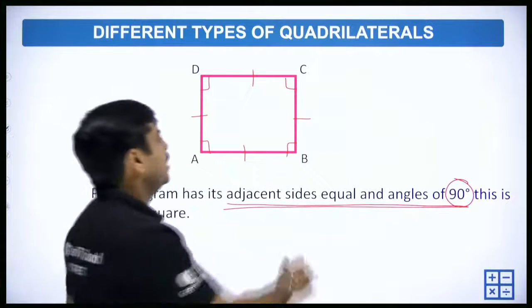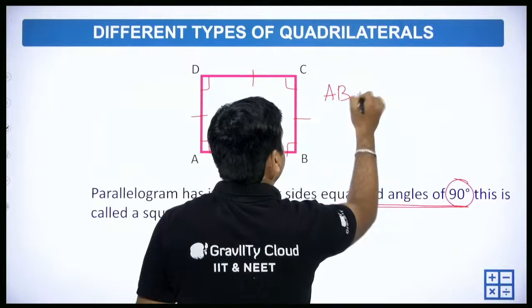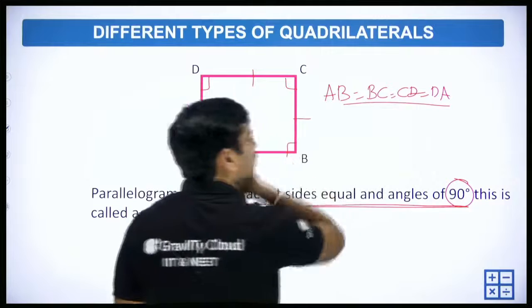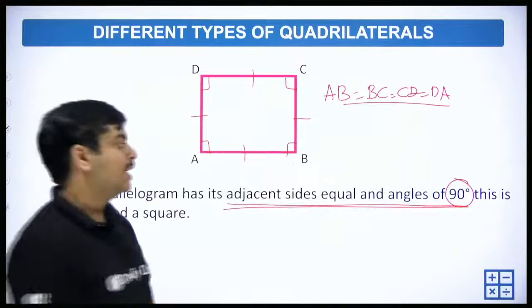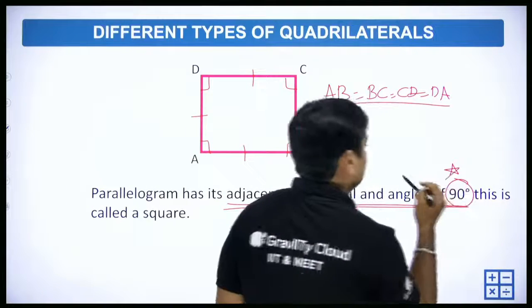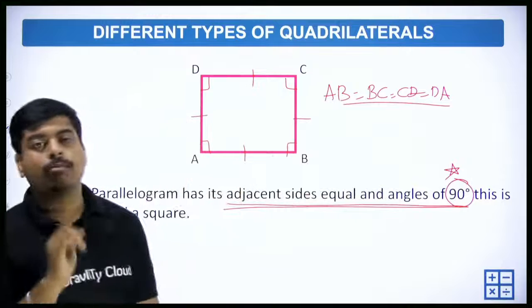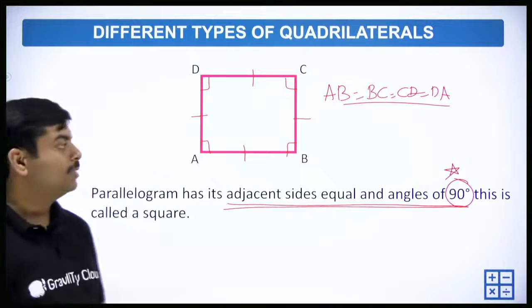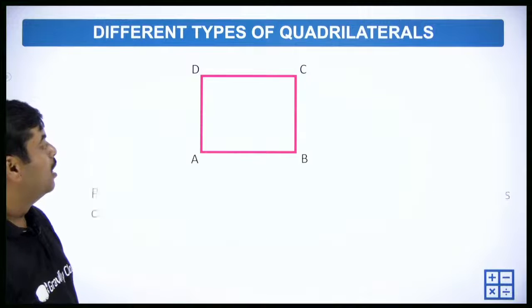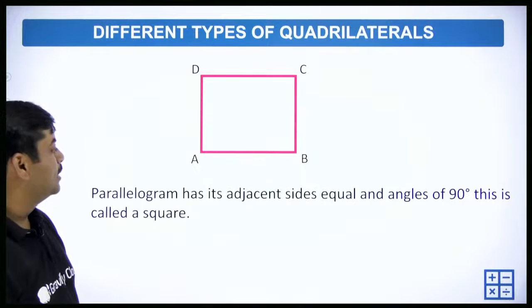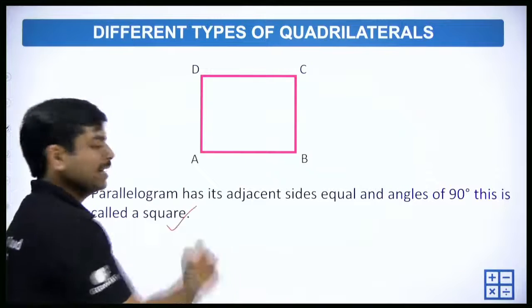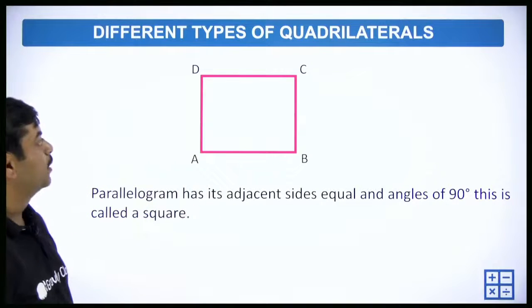All the sides are equal. In a square, AB is equal to BC is equal to CD is equal to DA. All the sides are equal, and all the angles are 90 degrees. This is very important because that point is not correct for a rhombus, but for a square it is correct. Understand? That is the difference between a rhombus and a square. The same square; the slide got repeated.